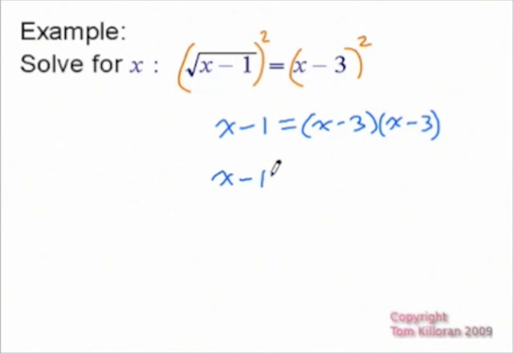So this side stays the same for a little bit. This is going to become x squared. We're going to have a minus 3x here and a minus 3x there, so that'll give us a minus 6x. And then negative 3 times negative 3 is a positive 9.